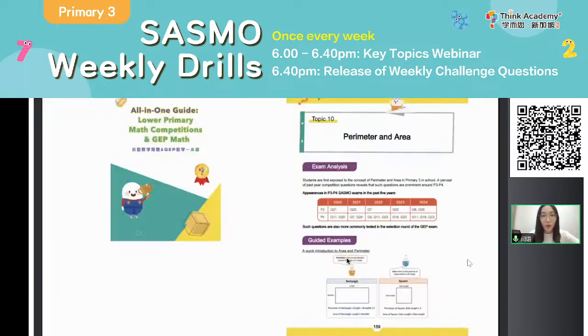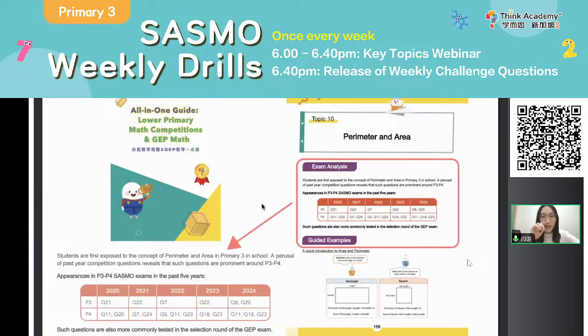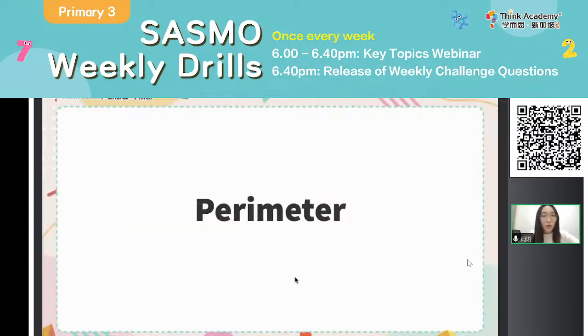So on your book, you can see that topic 10 is very, very important in school as well as competitions and the GEP. When it comes to the SASMO competition, such a topic is tested every year. And it is also more commonly tested in the selection round of the GEP exam. So no matter if you want to prepare for competitions or GEP, it is still a very important topic at school. So firstly, let's start from perimeter.